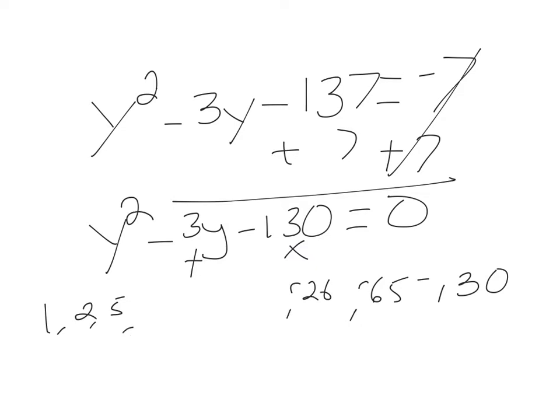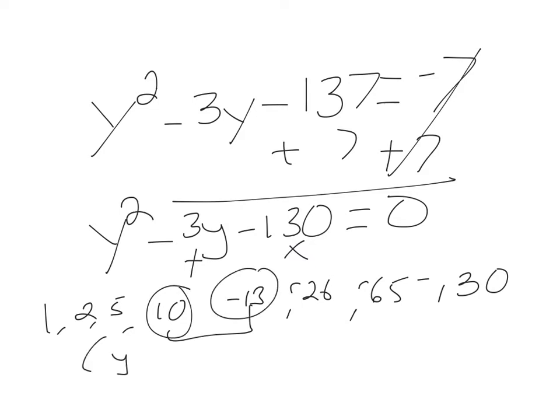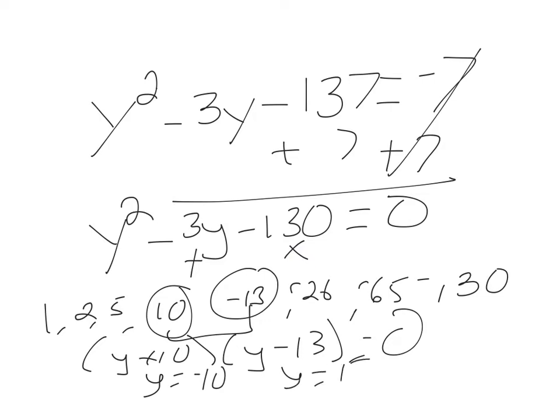130 divided by 7 doesn't work. 130 divided by 8 doesn't work. 130 divided by 9 doesn't work. 130 divided by 10 is 13. 10 and negative 13, and there's our pair that we want. That adds up to negative 3. So y plus 10 times y minus 13 equals 0, which means y is negative 10 and y is positive 13. So there's your solution to the first one.